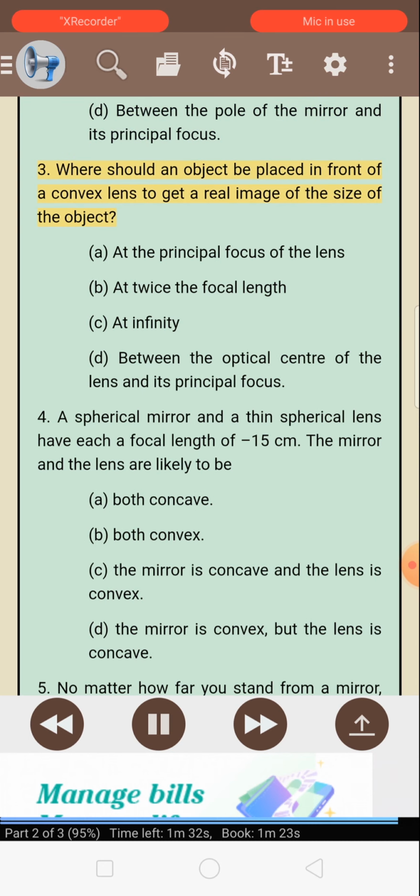3. Where should an object be placed in front of a convex lens to get a real image of the size of the object? A. At the principal focus of the lens. B. At twice the focal length. C. At infinity. D. Between the optical center of the lens and its principal focus.